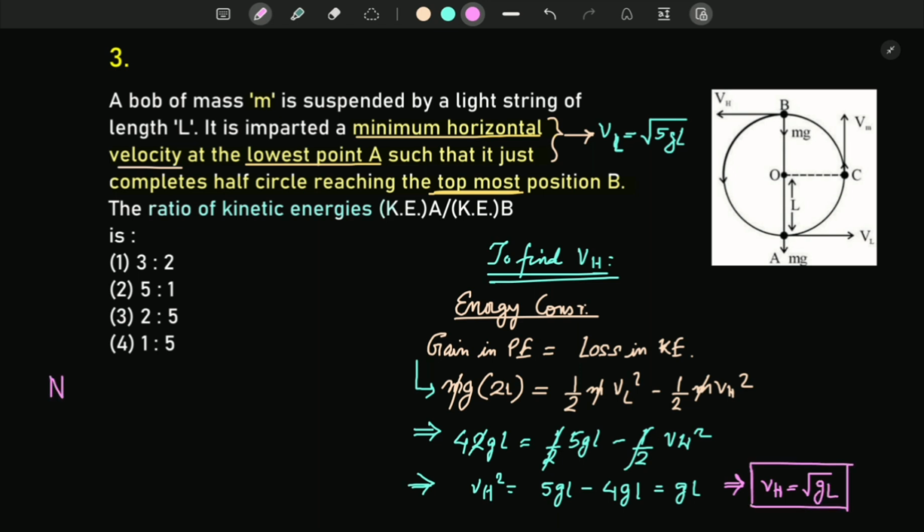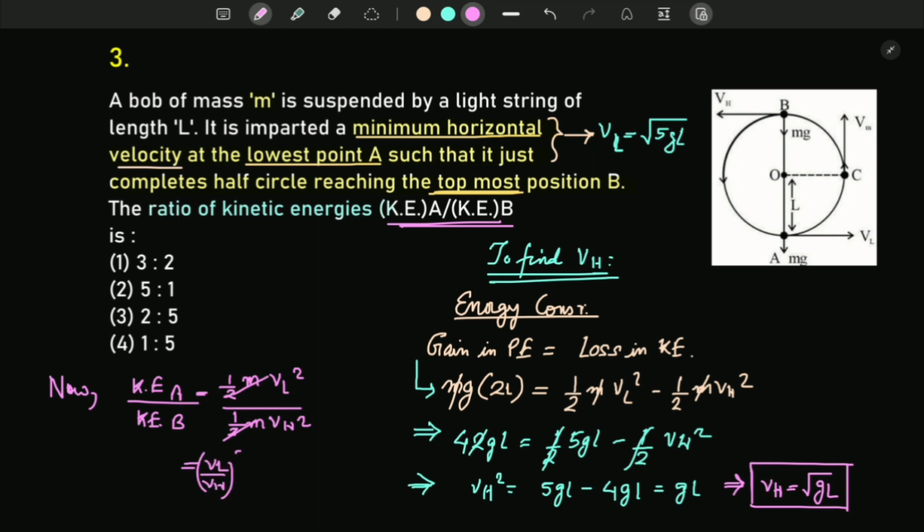Now we need to find the ratio of kinetic energies. We know that kinetic energy KE equals half mv square. So KEA by KEB, m is constant. I am writing it down: half m VL square by half m VH square. Half m is constant, so it is cancelled. VL by VH whole square. So I will get 5GL divided by GL. GL gets cancelled and I will end up with 5:1.